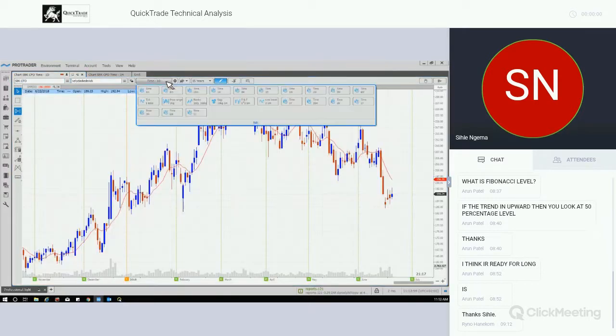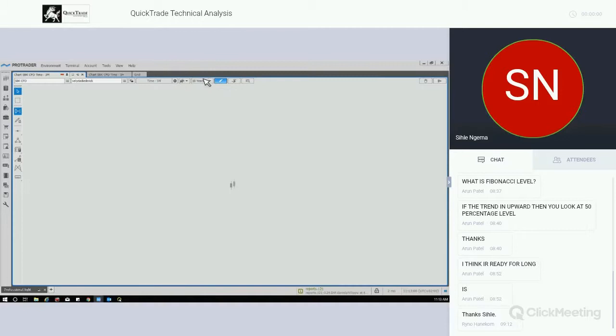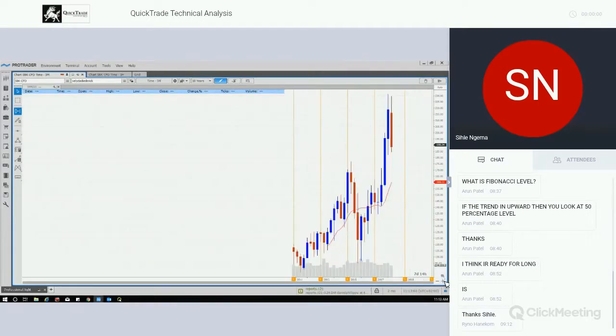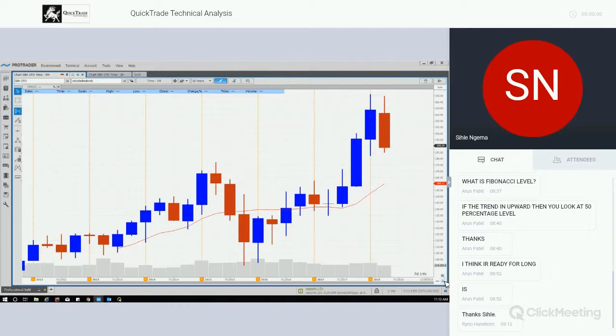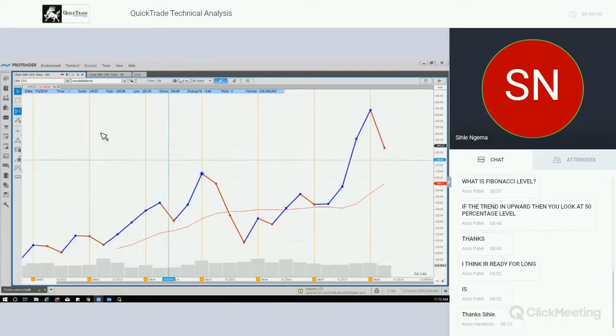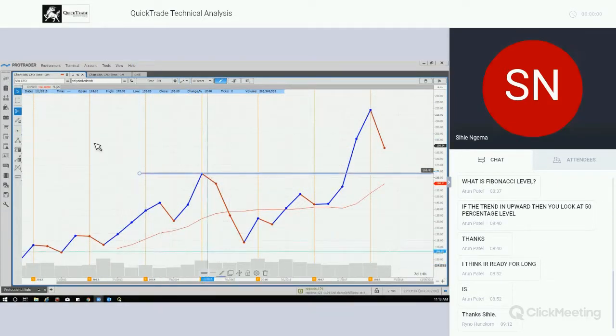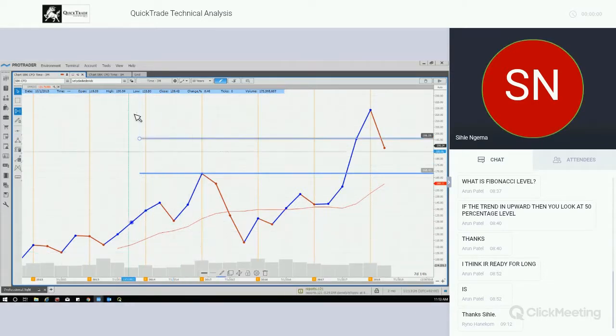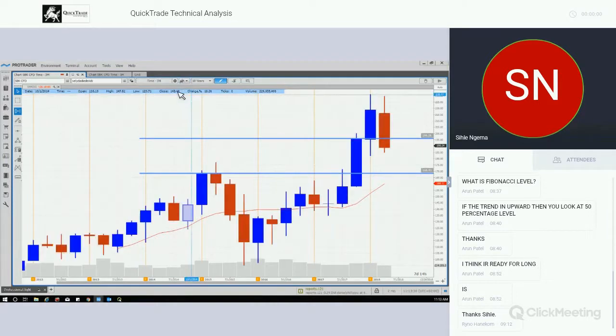Let's look at SBK. Let's use our 3 months there, and let's use our dotted line chart. This is our next support. Current resistance is around 196, and the price is trading here. That's a huge gap.